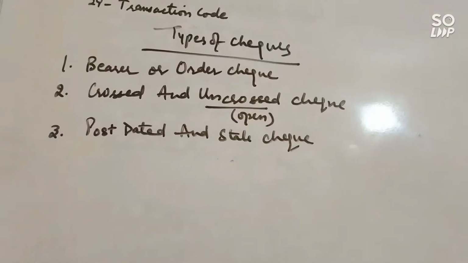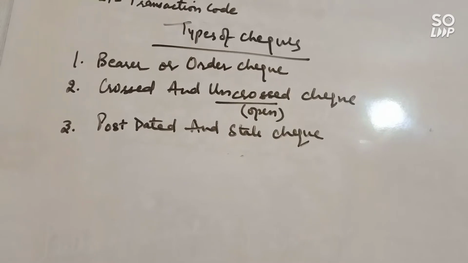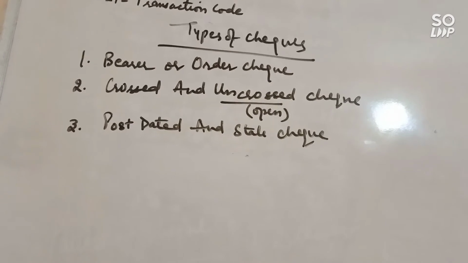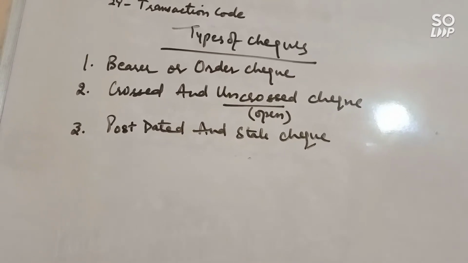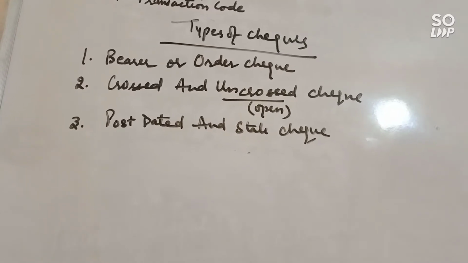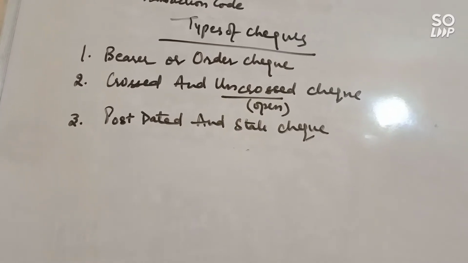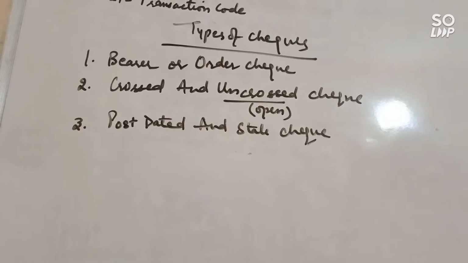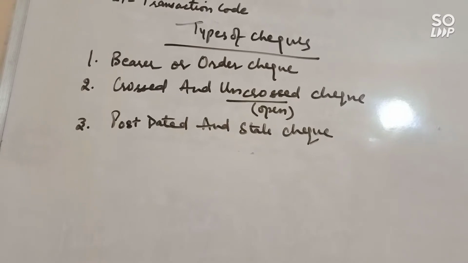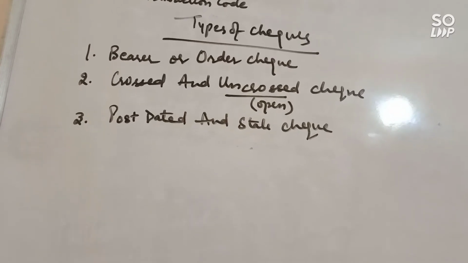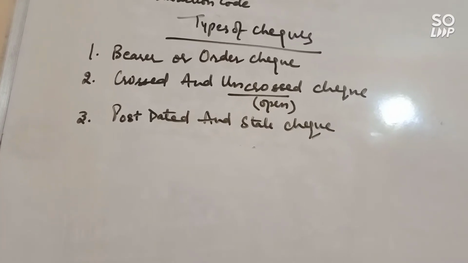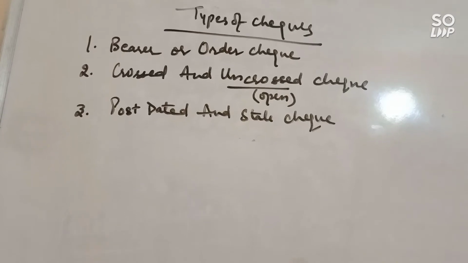Next are the types of checks. First is the bearer and order check, which we have already discussed. Bearer means when a name is given but the word order is cancelled on the check, and the bank will not verify the person. The person who presents the check has the right to encash it at the bank counter. Order check: when a name is specified and the word bearer is cancelled, it can be an open check, meaning uncrossed, or a crossed check. A crossed check means the amount is transferred only into the account of the payee. It cannot be encashed at the bank counter.